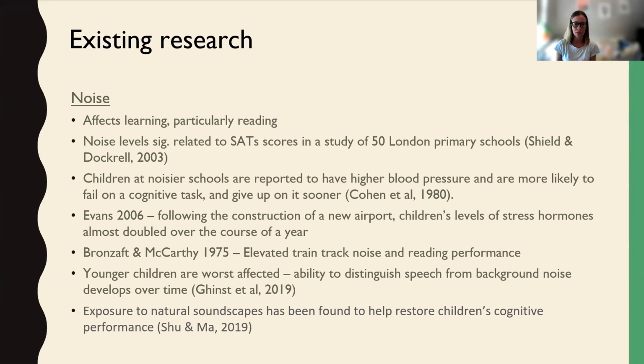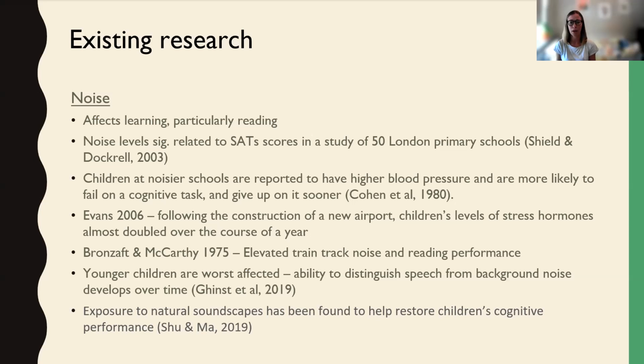So there was this study in 2006 that looked at a new airport that was constructed, and they looked at children's levels of stress hormones before the airport was constructed, and during construction when there was a lot of noise, and afterwards when there was a lot of air traffic. And they found that children's levels of stress hormones almost doubled over the course of a year. And when they compared that with a control group to make sure it wasn't just that children's levels of stress hormones naturally increase as they become a year older, they found that there was a significant difference there too.